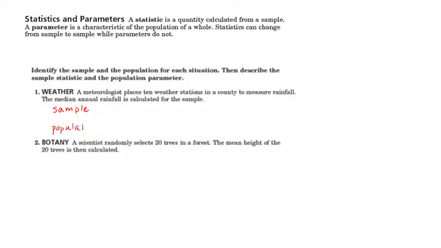Population. All right, so the sample that he did, he wants to know the whole county, so that's your population. So the population is the whole county, but his sample is those 10 weather stations. So those 10 weather stations are the sample. He's not collecting all the data for every inch of the county, but he takes 10 and puts them around, and that'll be good data collection for the county.